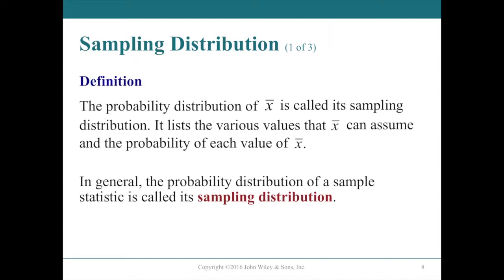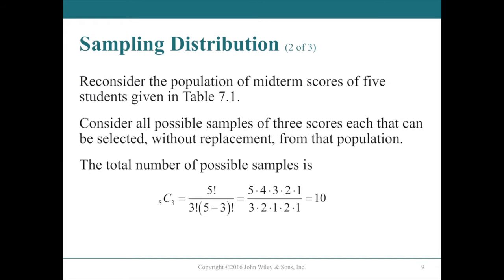The probability distribution of X bar, though, does actually exist, and it's called its sampling distribution. It lists the various values that X bar could assume and the probability of each value of X bar. So we'd have to take a sample out of the population and look at the various X bars there could be. Now, of course, if you have a large population, this would be so tedious, approaching infinity, nobody would want to do it. So what we look at are very small examples, and we'll take a look at the sampling distribution based on some small examples.